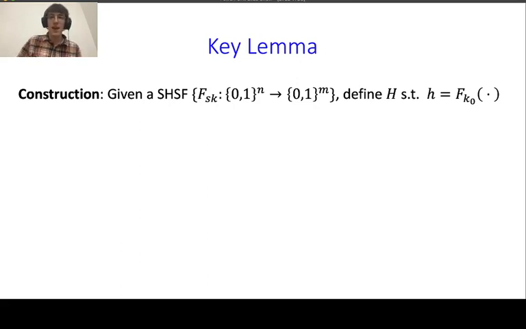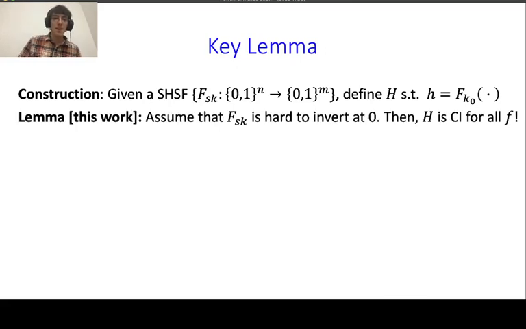Then we're going to define a hash family H, where a hash key is just a shifted key from the SHSF, where the key has been shifted on a trivial zero function. So it hasn't really been shifted at all, but it is a shifted key. Then hashing an input is just applying the PRF using the trivial shifted key. So that's the hash function, sort of the only thing you could write down.